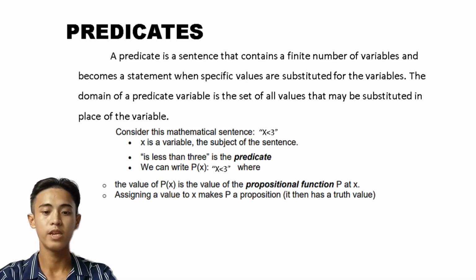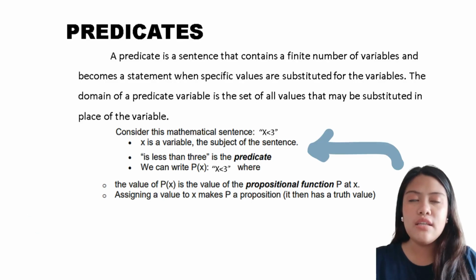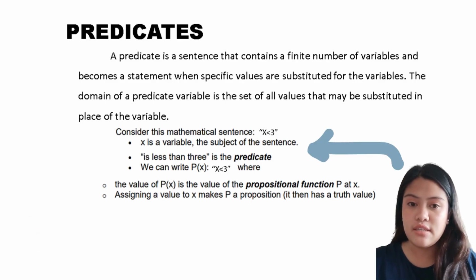Predicates. A predicate is a sentence that contains a finite number of variables and becomes a statement when specific values are substituted for the variables. The domain of a predicate variable is the set of all values that may be substituted in place of the variable. Consider this mathematical sentence: x is less than 3. X is a variable, the subject of the sentence, while "is less than 3" is the predicate.